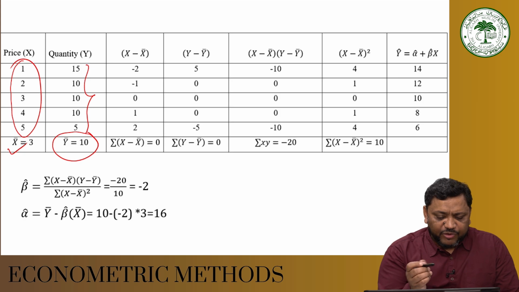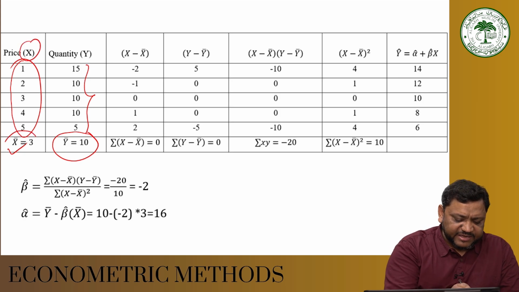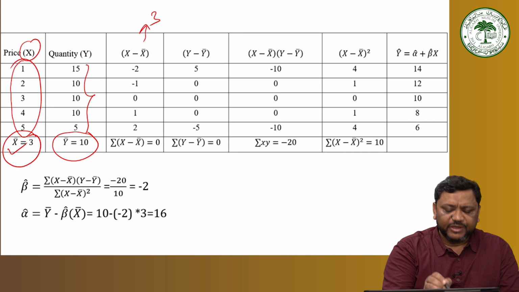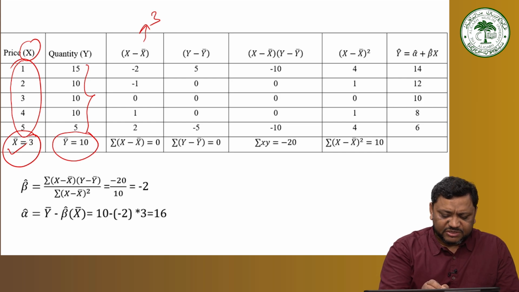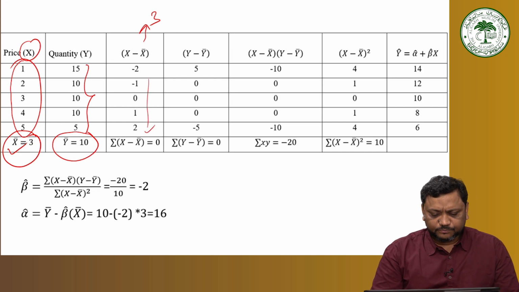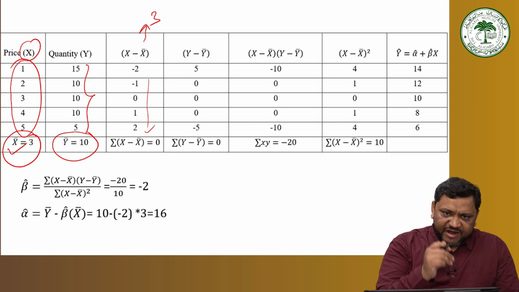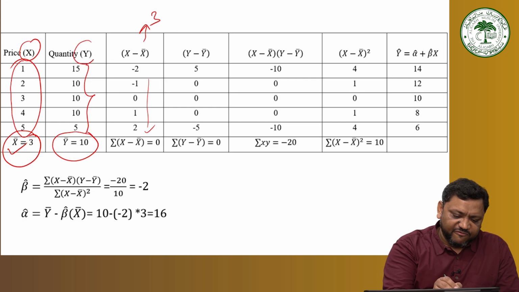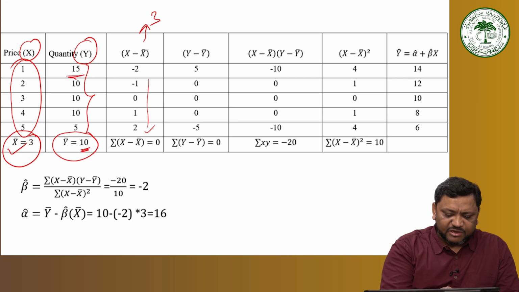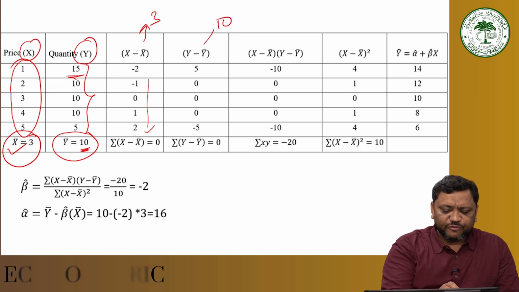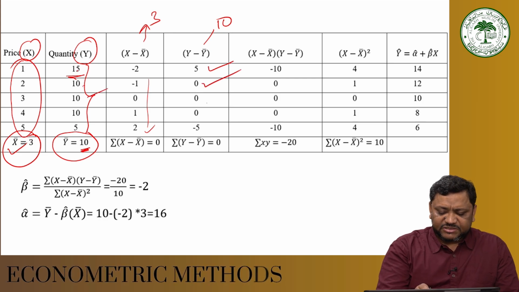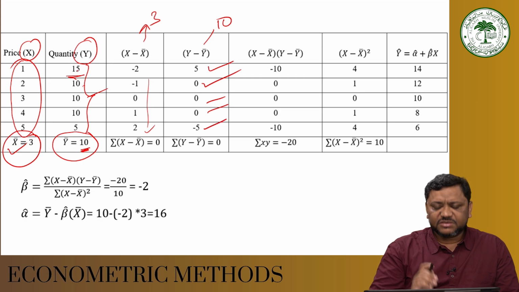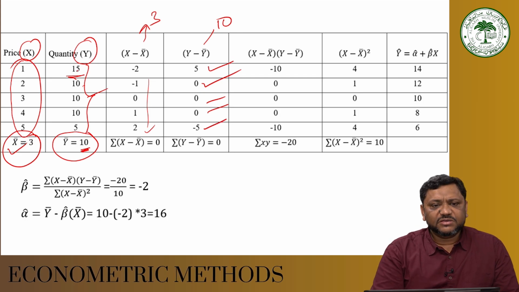In the next column we have done x minus x bar. X bar is equal to 3. So 1 minus 3 is equal to minus 2, 2 minus 3 is minus 1, 3 minus 3 is 0, and likewise. Next we have done the same process for y. So y is 15 and y bar is equal to 10. So 15 minus 10 is 5, 10 minus 10 is 0, 10 minus 10 is 0, 10 minus 10 is 0, 5 minus 10 is minus 5. So we have done y minus y bar.